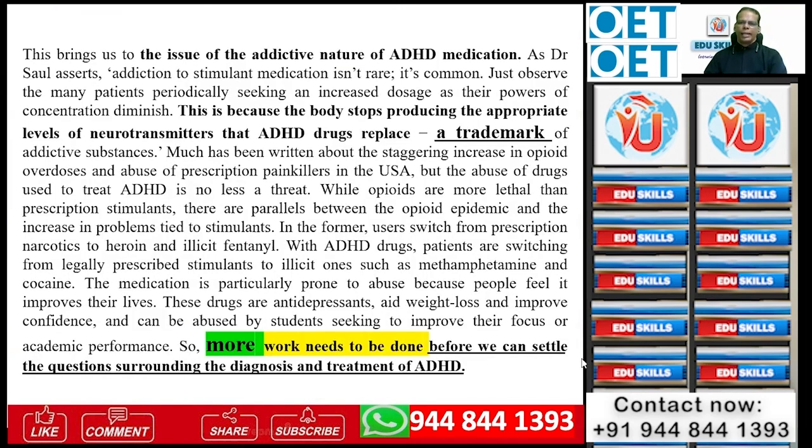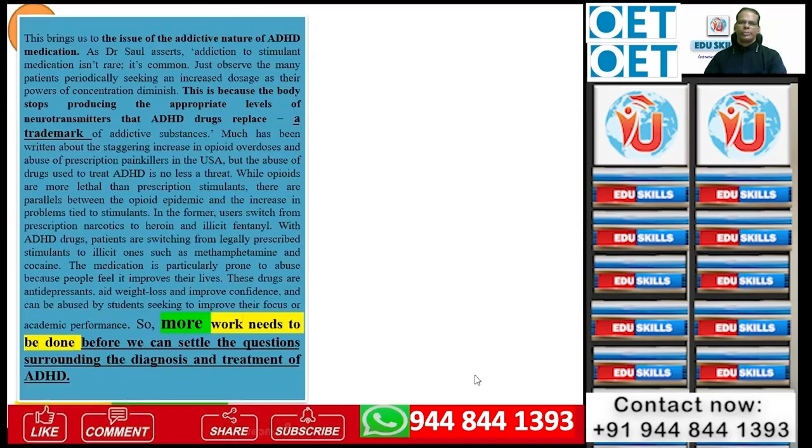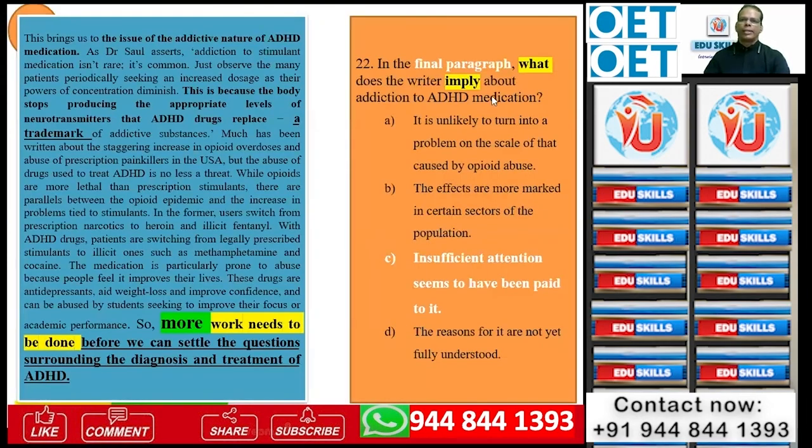See, at the end of it, actually, it says more work needs to be done before we can settle the questions surrounding the diagnosis and treatment. Let's compare it. In the final paragraph, what does the writer imply about addiction to ADHD medication? It is unlikely to turn into a problem on the scale of that caused by opioid abuse. It doesn't speak about opioid abuse at all. The effects are more marked in certain sectors of the population. They don't speak anything about different sectors of the population in the whole paragraph. And the reasons for it are not yet fully understood. They are not speaking about reasons not being fully understood, but insufficient attention seems to have been paid to it.